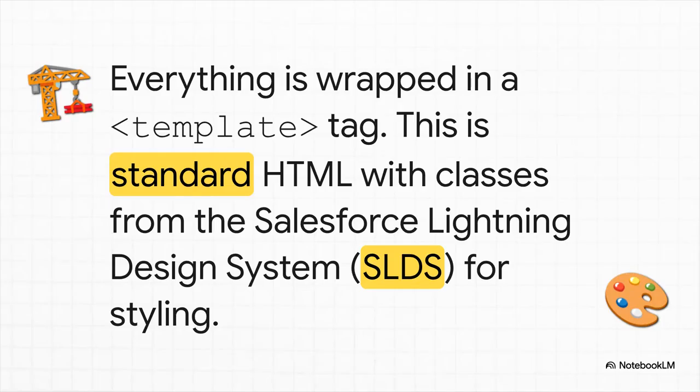Okay, let's look at the code. First up, the HTML file. The most important thing here is that everything, and I mean everything, has to be wrapped inside a template tag. Inside, it's just plain old HTML. That class slds-m-around_large, that's a handy utility class from the Salesforce Lightning Design System that just gives our text a little bit of breathing room.